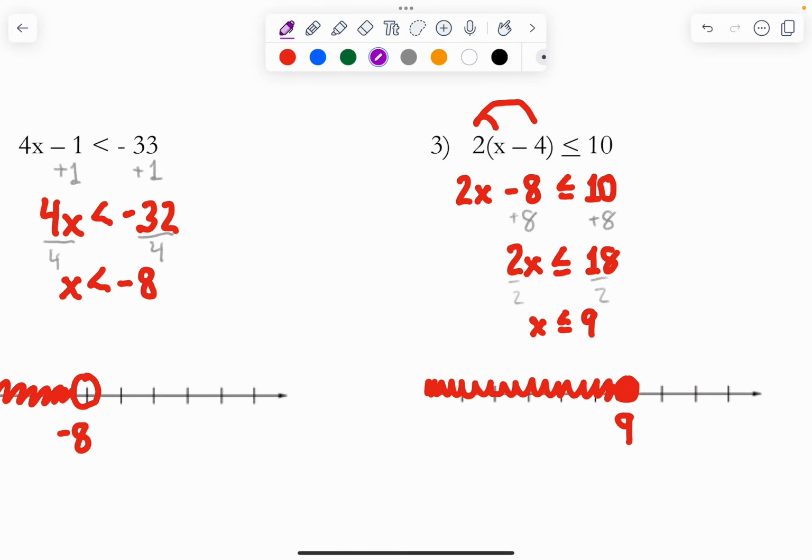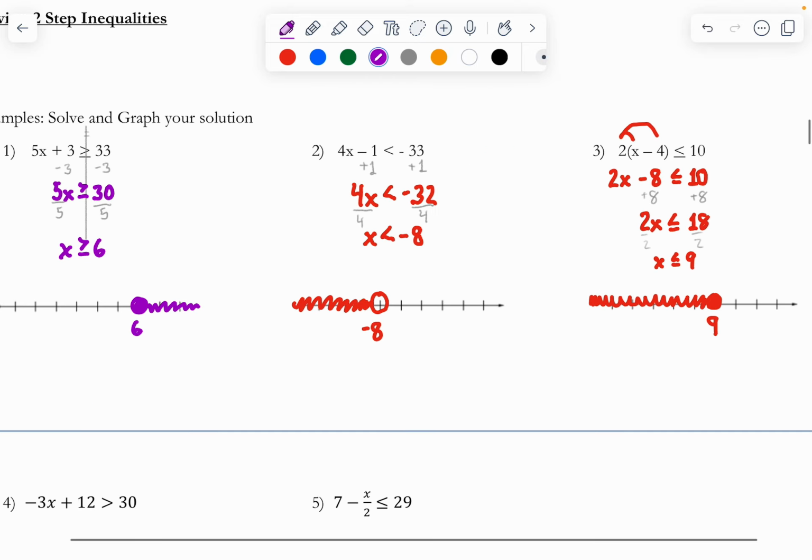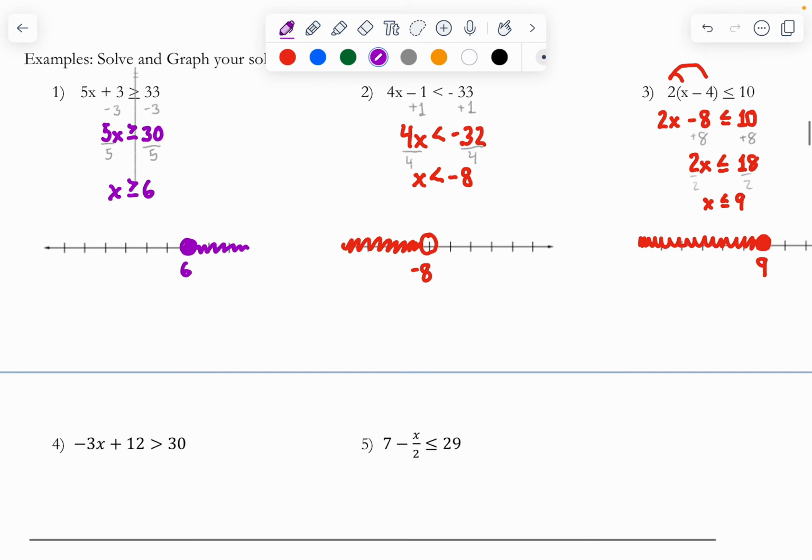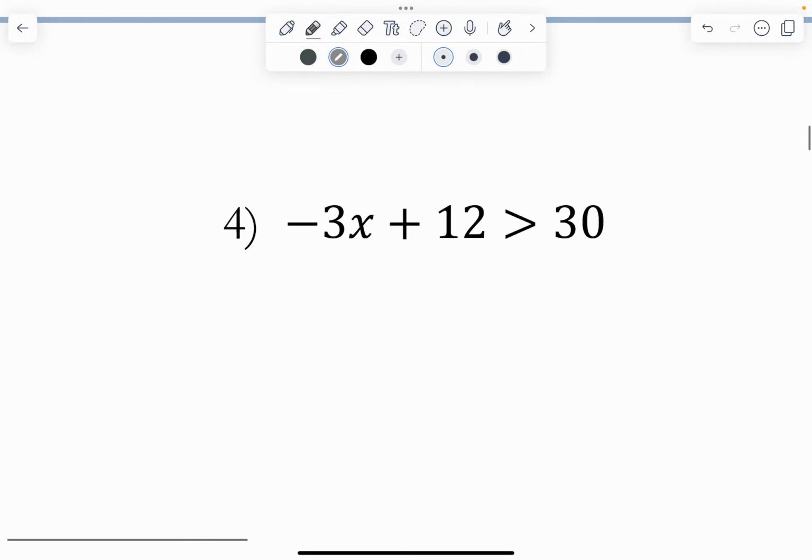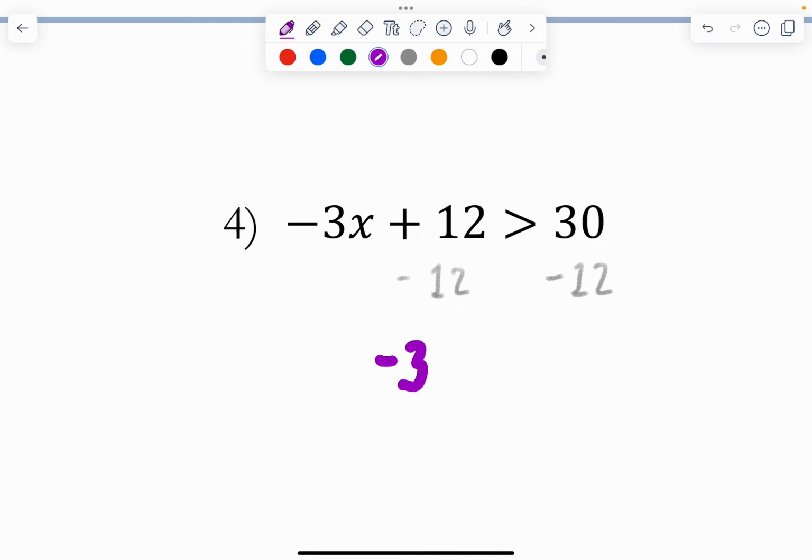Over here we have distribution, right? We distribute, okay, and then we add the 8, and then we divide by 2, and I get x is less than or equal to 9. All right, so pretty basic stuff, just 2-step equations to solve. Now, number 4, this is where things are going to get a little bit different, right? We're going to take care of this addition or subtraction first. So we'll have -3 is greater than 18.